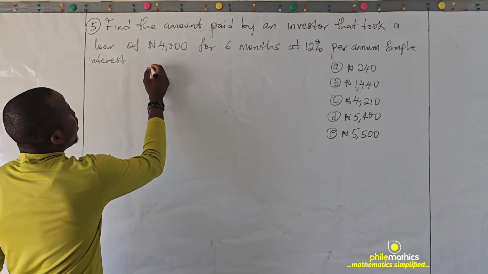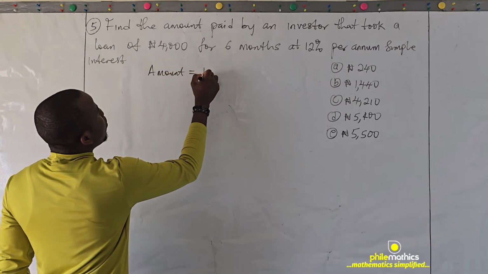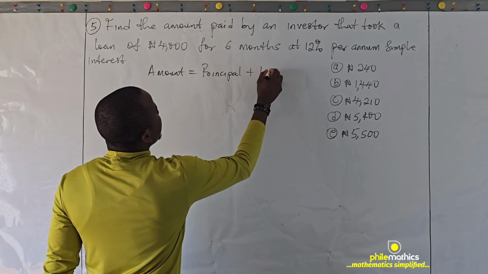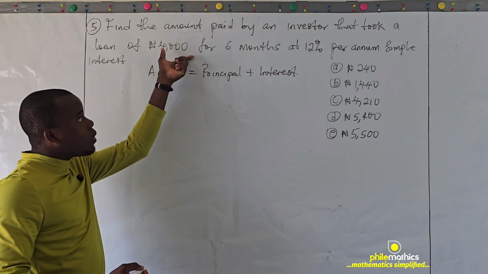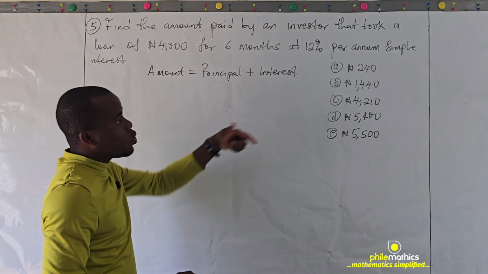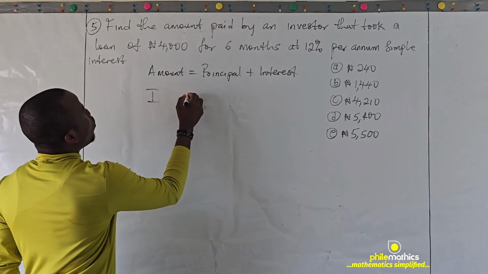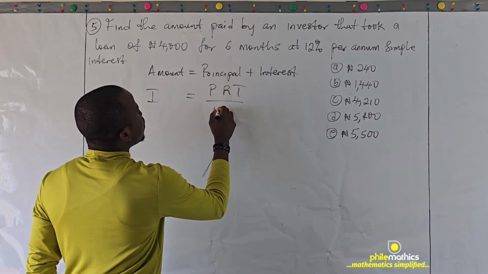You recall that formula for amount is simply principal plus interest. We know what the principal is, which is the 4,000. We don't know what the interest is. So we need to find what the interest is first. But interest, we know, is principal times rate times time over 100.